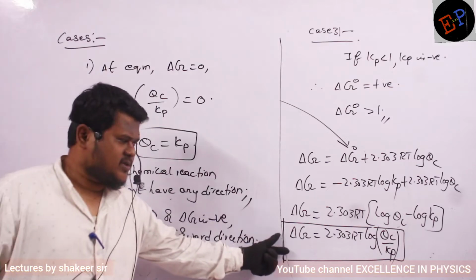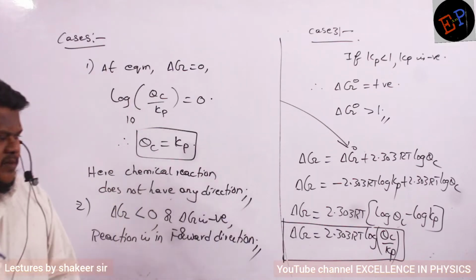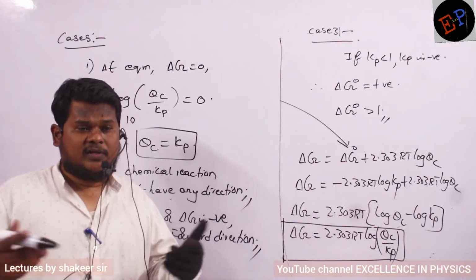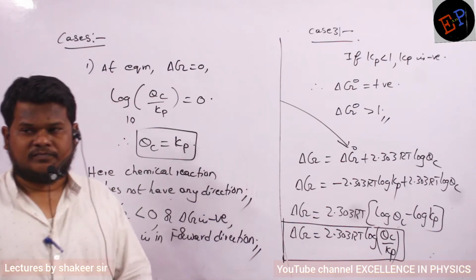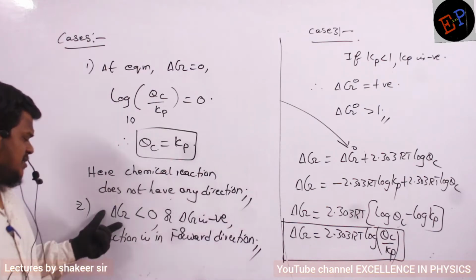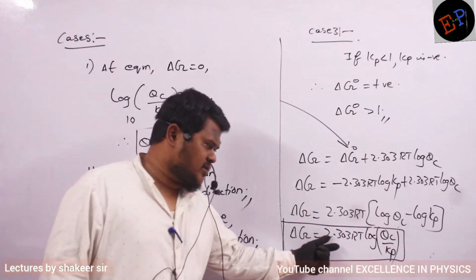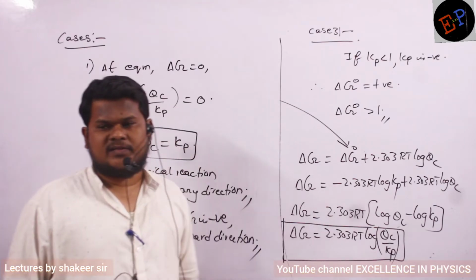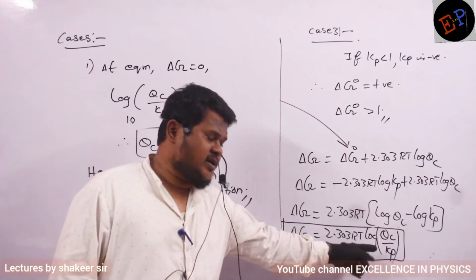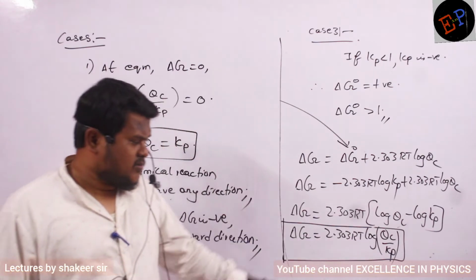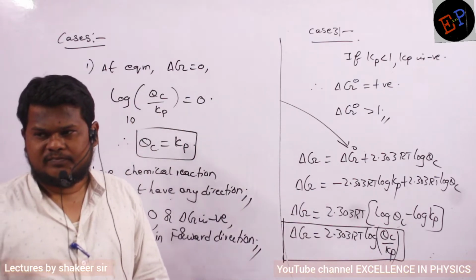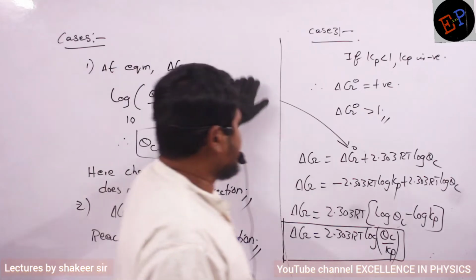Now you observe this relation. Can you say what is the relation between QC and Kp? QC is greater than Kp, less than Kp, or equal to Kp? See, if delta G is less than 0, then 2.303 RT log QC by Kp also should be less than 0. It is possible only when log QC by Kp is less than 0, which happens only when QC is less than Kp. Are you able to understand?